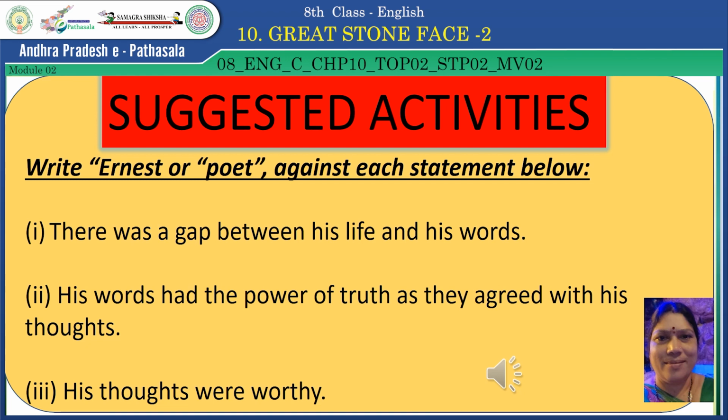First one is write Ernest or Poet against each statement below. First one is: there was a gap between his life and his words. Second one is: his words had the power of truth as they agreed with his thoughts. Third one is: his thoughts were worthy.